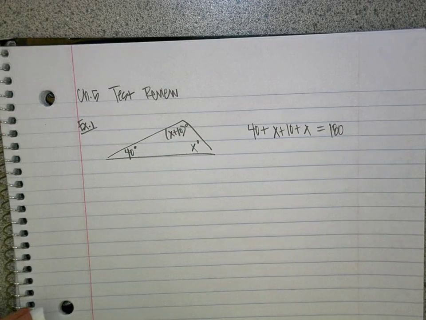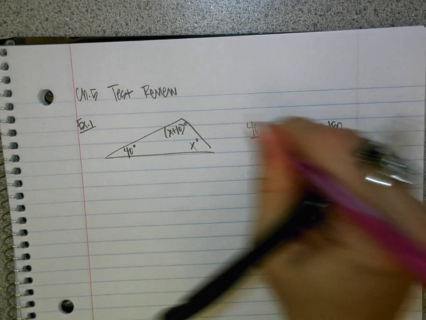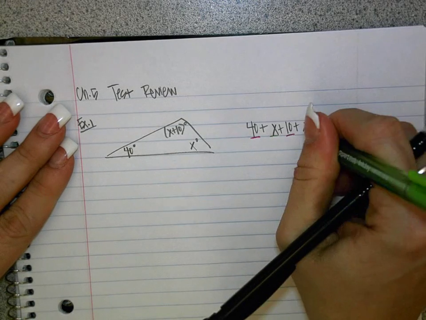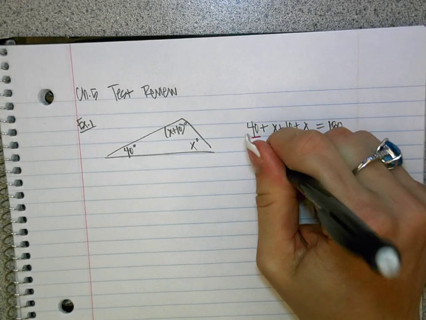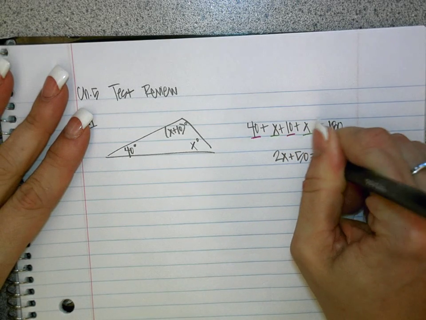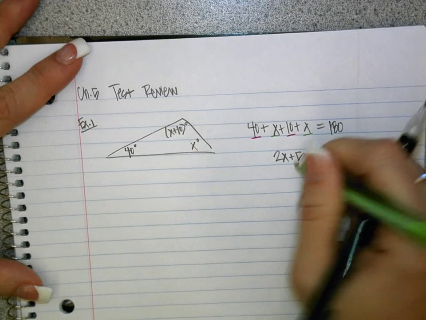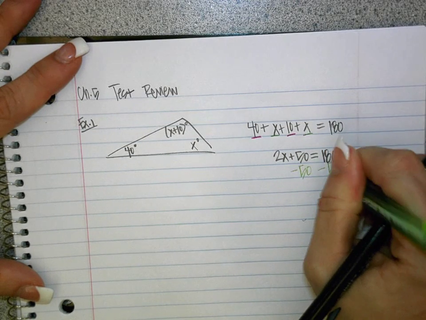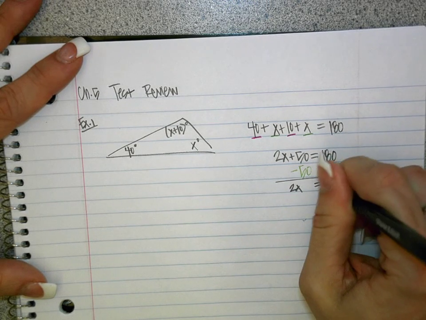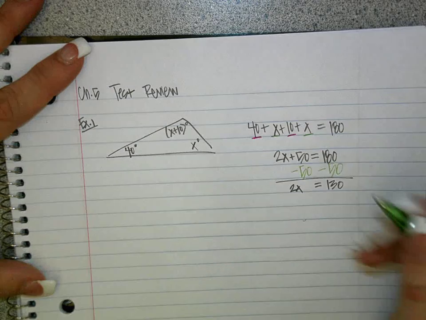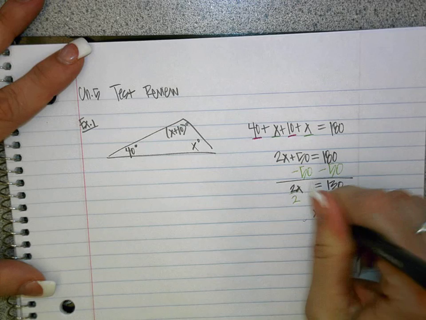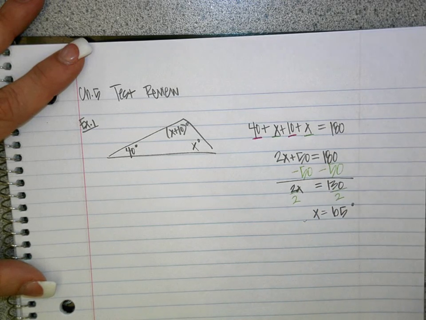Then we're just going to combine like terms. So combine your numbers together and combine the x's together. So how many x's would I have? 2 of them. So 2x plus 40 and 10 gives you plus 50 is equal to 180. Then move the 50, so now we're going to subtract from both sides. 2x will equal 130. And then to get x by itself, you divide both sides by 2. So that would give us a value of x equals 65 degrees.